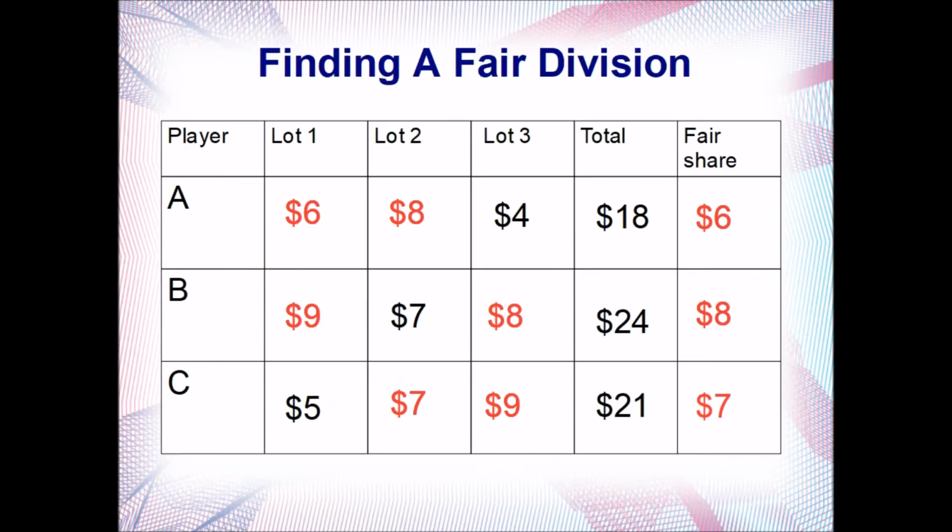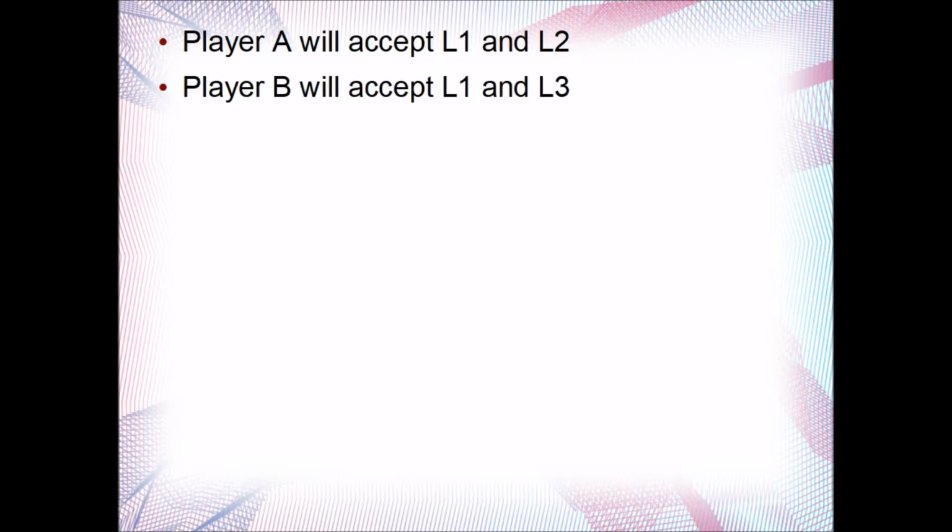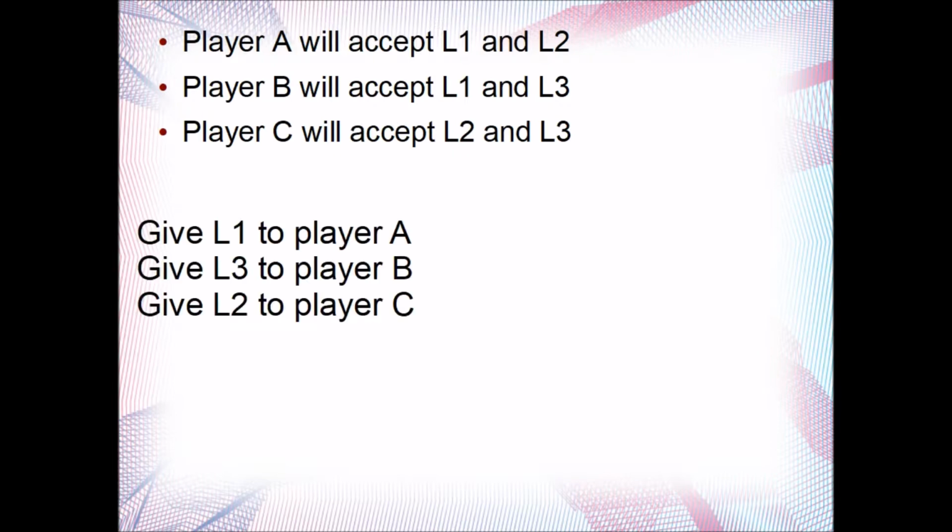Let's go to my second example. This time I've marked off everything. We have the fair shares and the acceptable lots for all of the players. This is my second example from the previous videos. If you're not sure why certain things are in red or where these numbers came from, again, check out the other videos. So let's sum everything up here. Player A will accept lot 1 and lot 2. Player B will accept lot 1 and lot 3, and player C will accept lot 2 and lot 3.